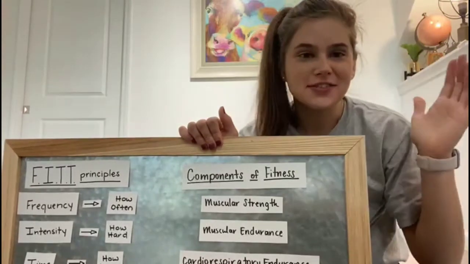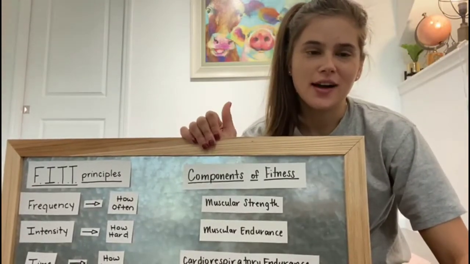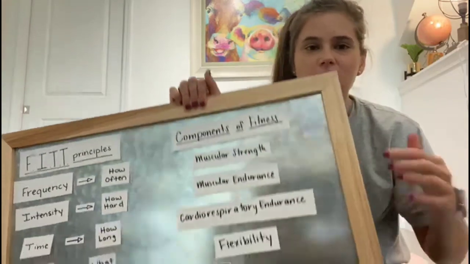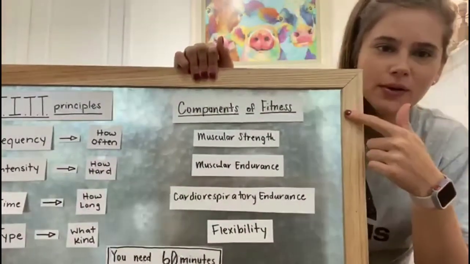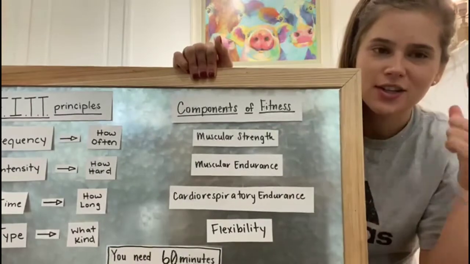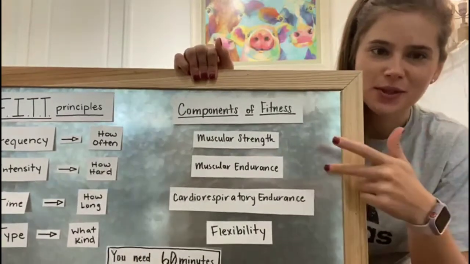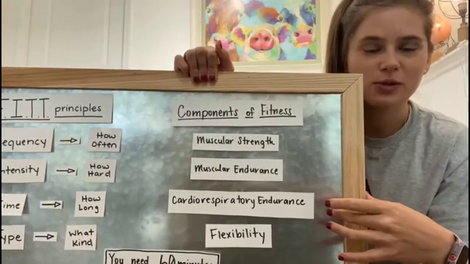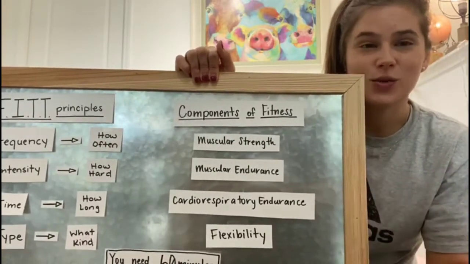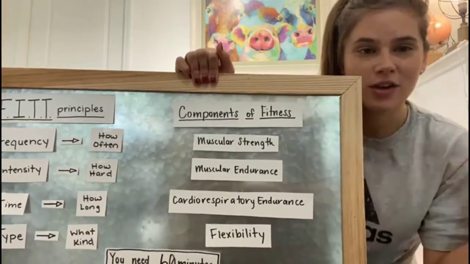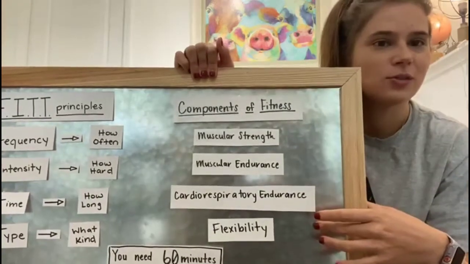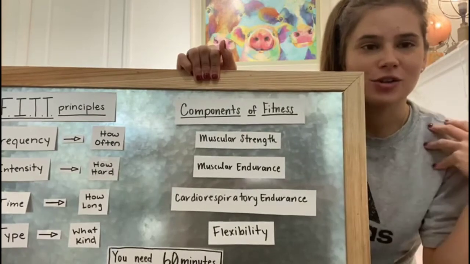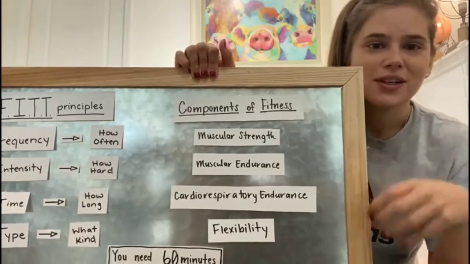This week looks a little different, but we're gonna continue on with our components of fitness unit. Last week we talked about these 4 components of fitness: muscular strength, using your muscles one time; muscular endurance, using your muscles for a long period of time; cardiorespiratory endurance is working your heart and lungs for a long period of time; and then flexibility is when you stretch, bend, reach, and you're just stretching your muscles.